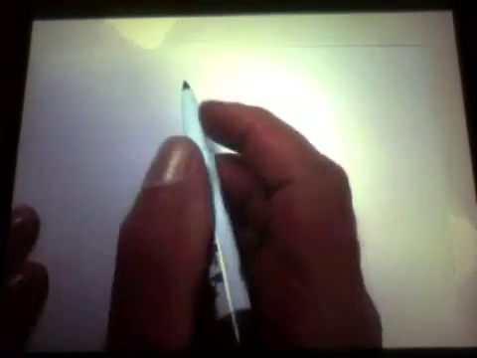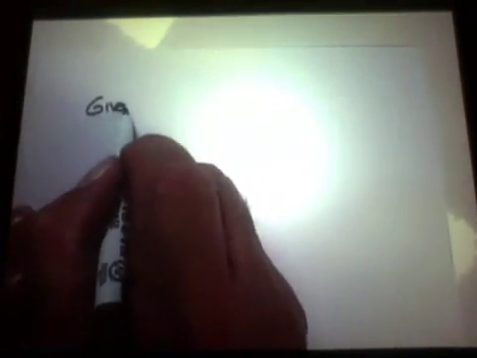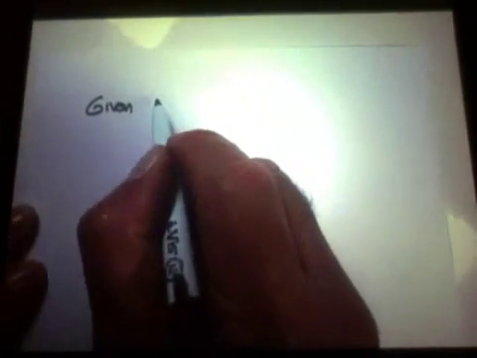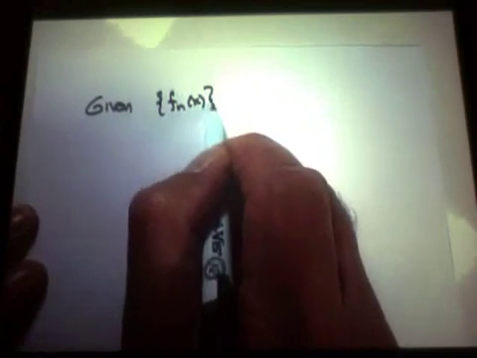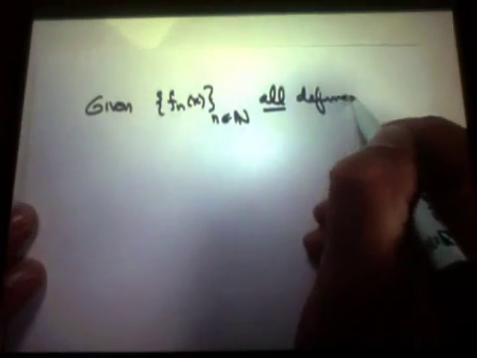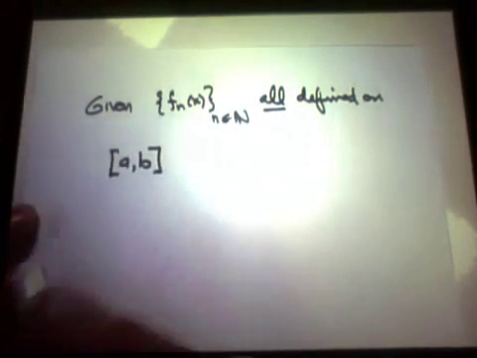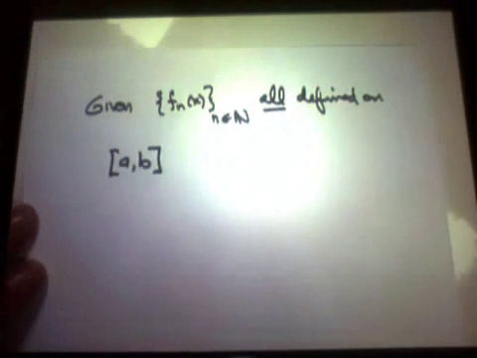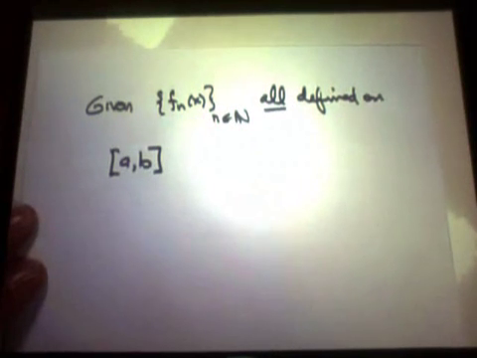Cauchy criteria for uniform convergence. We will need this again for the Riemann integral. Given a sequence of functions all defined on, now let's just make it [a,b]. That's what we're going to need for the Riemann integral. This could be some arbitrary set of reals. So all these functions are defined on the compact interval [a,b].